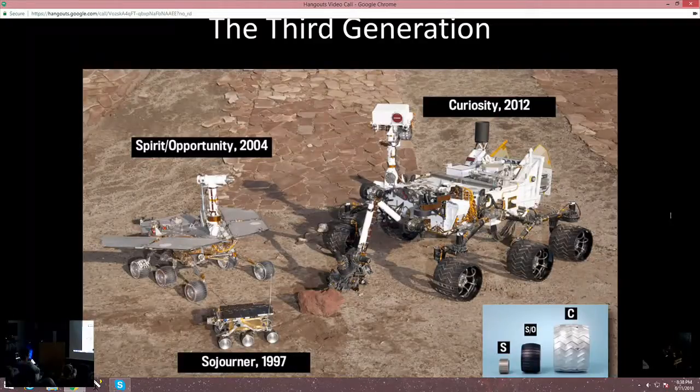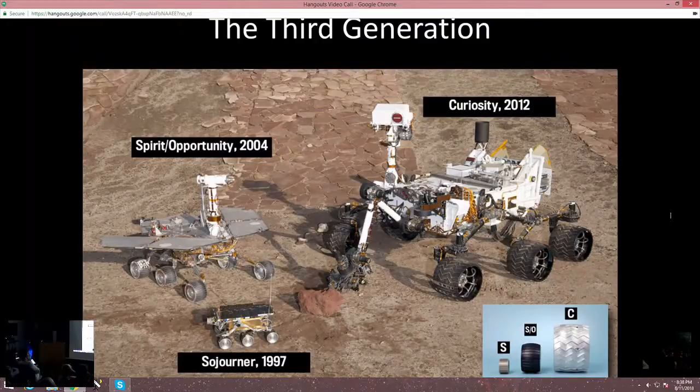Then in 2012, we landed the Curiosity rover. Just over 6 years ago, we had our 6-year anniversary about a week ago. That was pretty exciting for us.